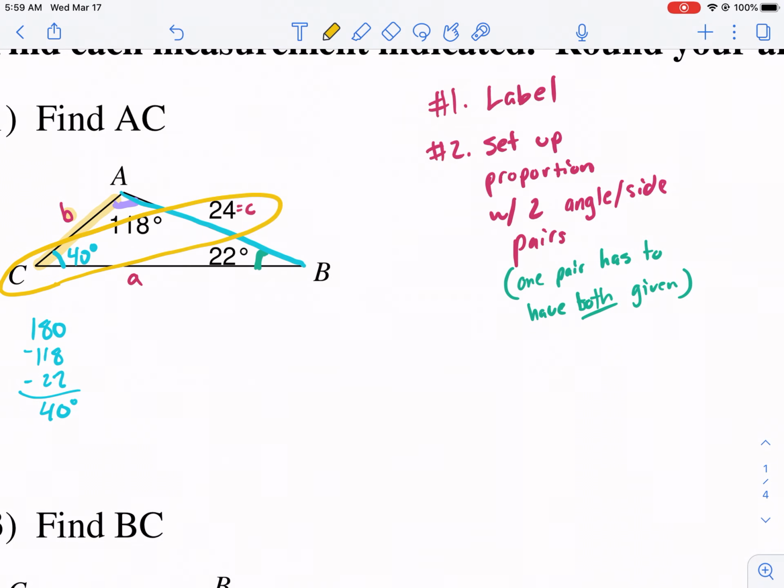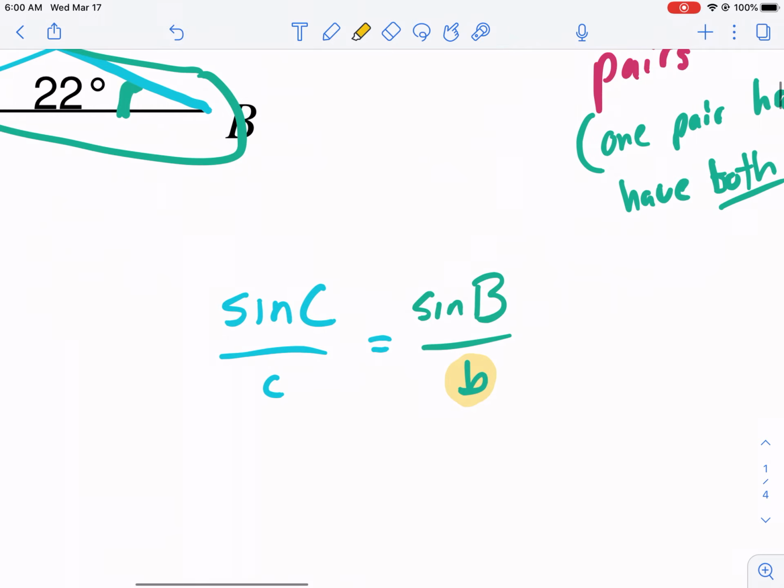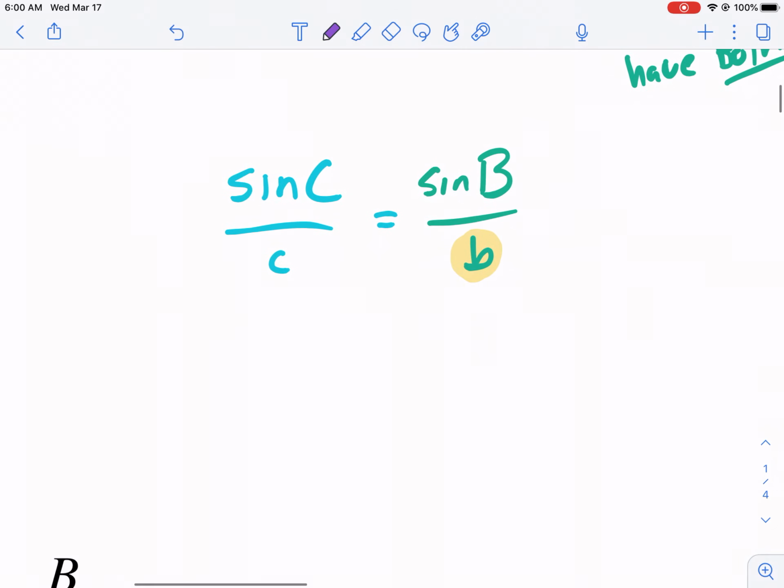Now we have to have three of these things. So we have sine of C, we know angle C. We know what that is. It's 40 degrees. We know little c, that's 24. We know B, that's 22. But now we are looking for little b. So we can only have one unknown when we have these proportions. So what do I do from here? Well, I'm going to plug in my values.